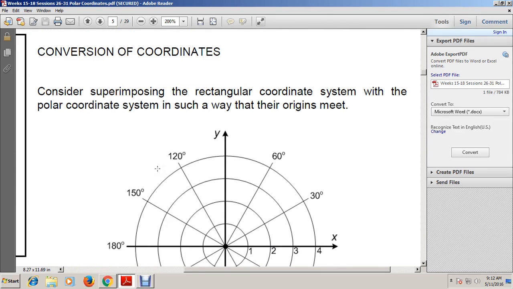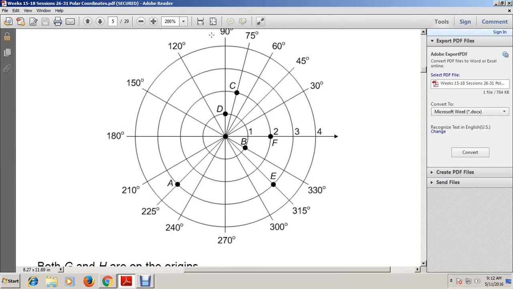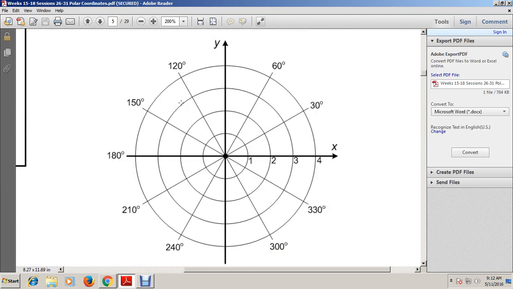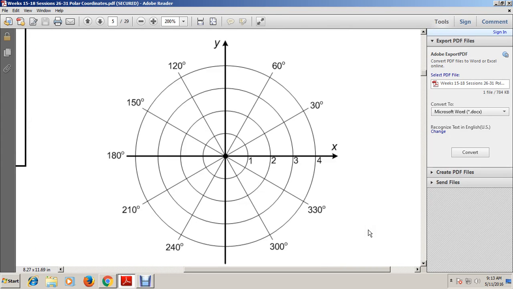Let's proceed now with the conversion of coordinates. Consider superimposing the rectangular coordinate system with the polar coordinate system in such a way that their origins meet. Just like in our Cartesian coordinates, which are represented by two lines, one horizontal representing our x axis and one vertical representing our y axis, if we superimpose the drawing of our polar coordinate system on our rectangular coordinate system, we will see this kind of figure.